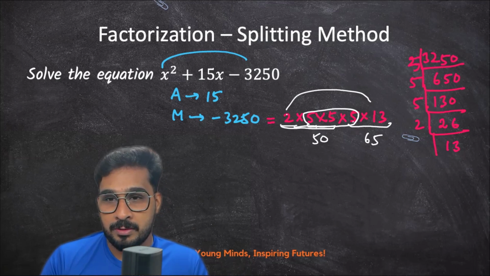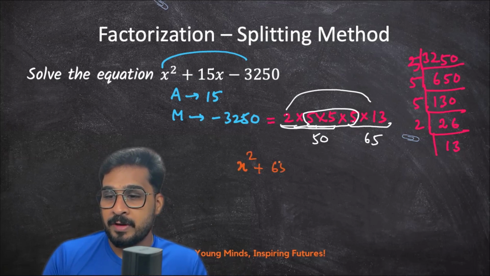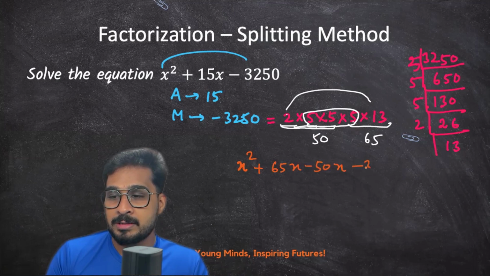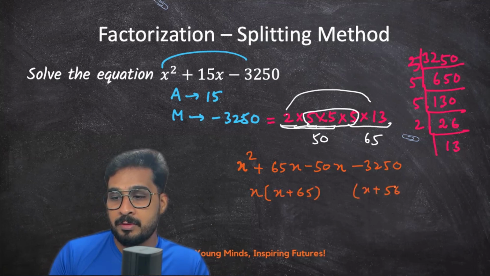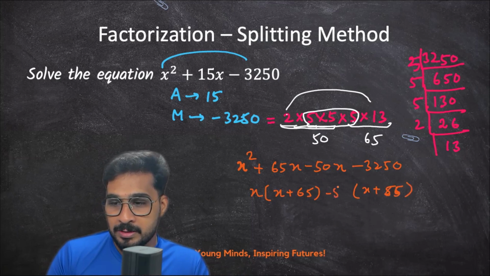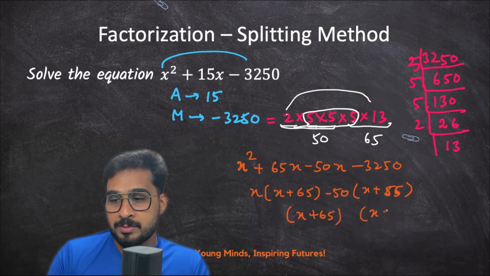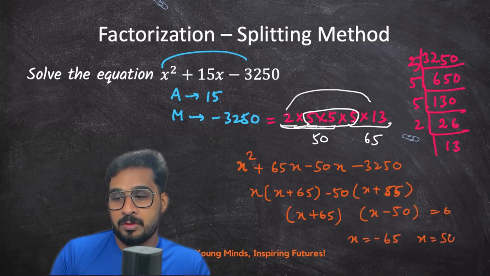So the equation will become x square plus 65x minus 50x minus 3250, x into x plus 65, same copied, x plus 65. This becomes minus 50. So x plus 65 into x minus 50 equal to 0. So x is equal to minus 65, x is equal to 50.